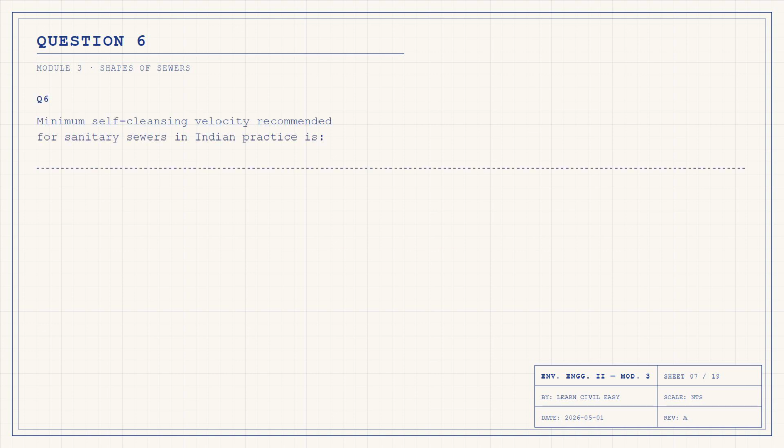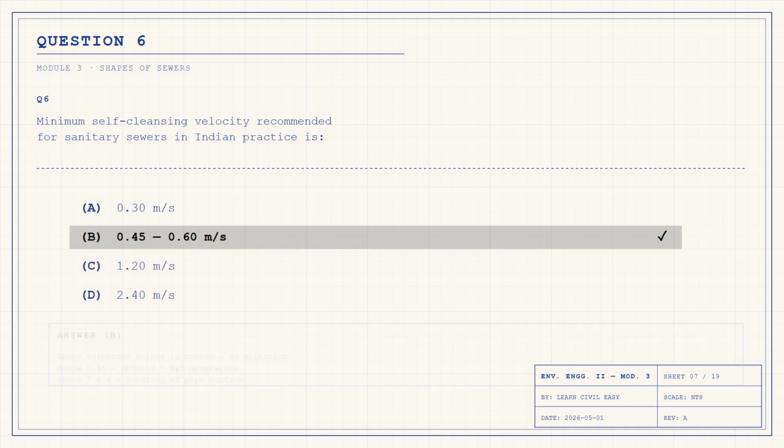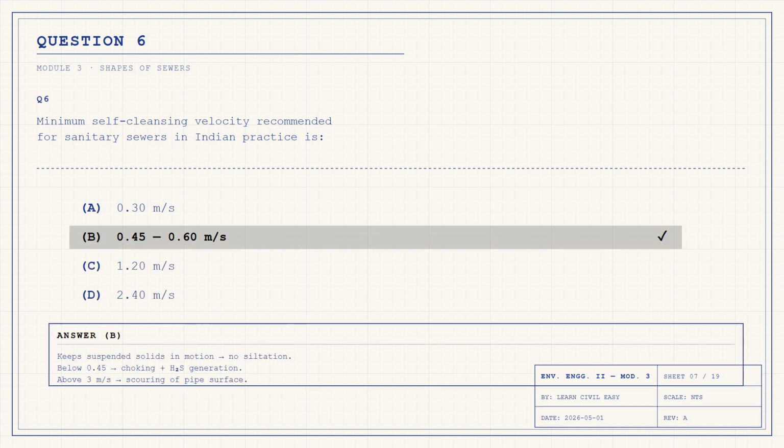Question 6. Minimum self-cleansing velocity in Indian practice. The correct answer is B, 0.45 to 0.60 meters per second. This velocity keeps suspended solids in motion and prevents siltation. Below 0.45, the sewer chokes and produces hydrogen sulfide gas. Above 3 meters per second, it scours.